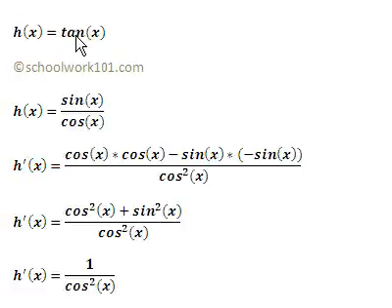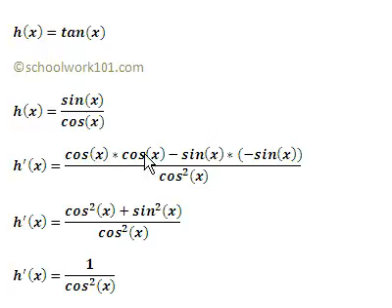We have the function h of x is equal to tan x. I'm going to convert this into sines and cosines. So sine x over cosine x is equal to tan x. And then I'm going to use the quotient rule. So we take the derivative of the top, and the derivative of sine x is cosine x. Rewrite the bottom, minus the top times the derivative of the bottom, and it's all over the bottom squared.